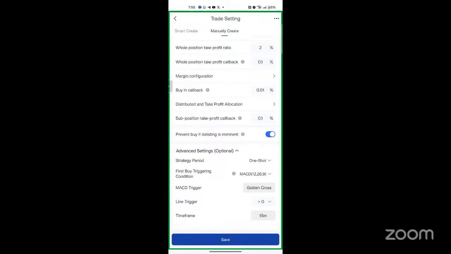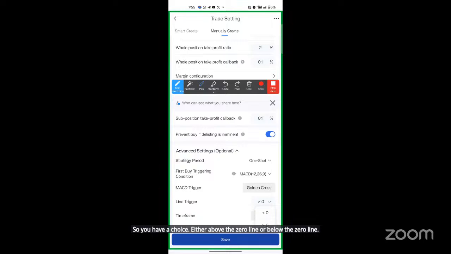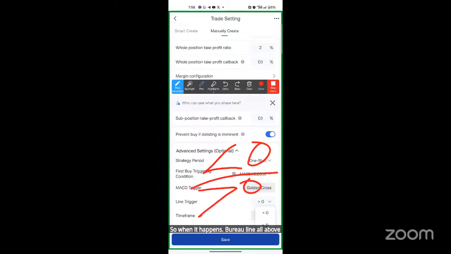Okay, so as simple as that. When I say I want my crossover to happen above the zero line, then once it happens, let my robot buy. If I want it to happen below the zero line, let my robot buy when it is below the zero line. So you have a choice, either above the zero line or below the zero line. When it happens below or above the zero line, your robot will buy.